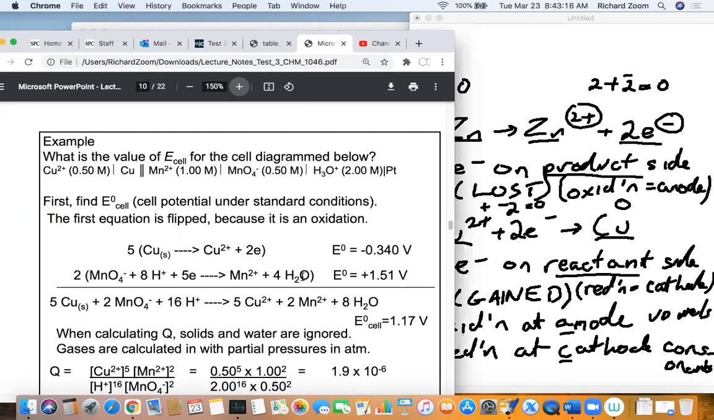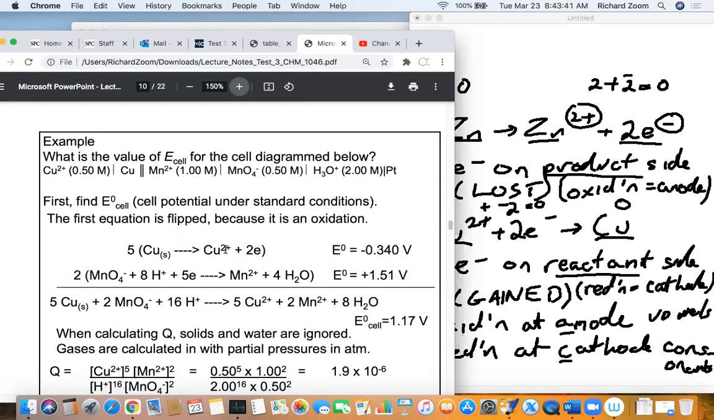Now, again, you'll notice that the electrons aren't equal. We have 2 electrons, we have 5 electrons. That's not equal. So we need to find a way to make those electrons equal. So what we do is we multiply the top one by 5 and the bottom one by 2. The whole point of this is to make the electrons have the same value.